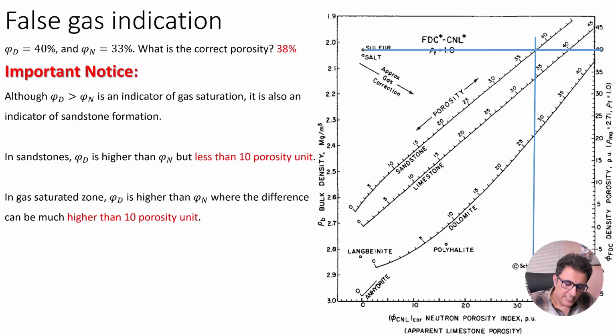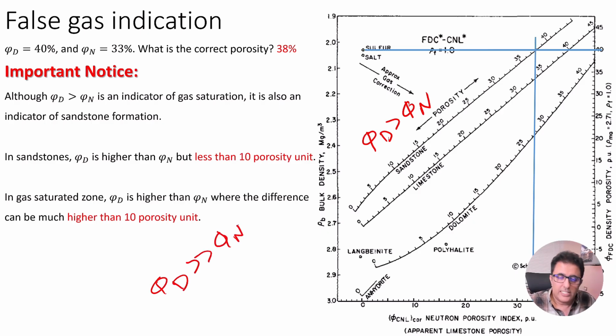Something that you may notice here in this example, phi d was greater than phi n, but the formation wasn't gas saturated. The formation was sandstone. This is something that happens again in sandstone formations, similar to gas saturated formation with phi d greater than phi n. But here is something to avoid false gas indication: if phi d is much greater than phi n, then we can say that that formation should be gas saturated.